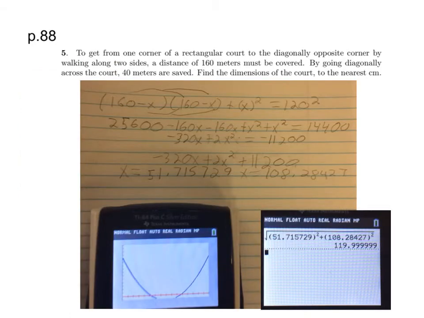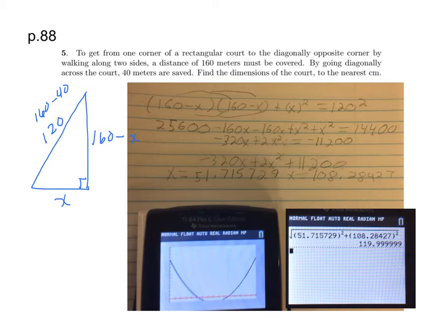Read the problem first. Alright, to get from one corner of a rectangular court to the diagonally opposite corner by walking along two sides, a distance of 160 meters must be covered. By going diagonally across the court, 40 meters are saved. Find the dimensions of the court to the nearest centimeter. Awesome. Here's the picture I drew.